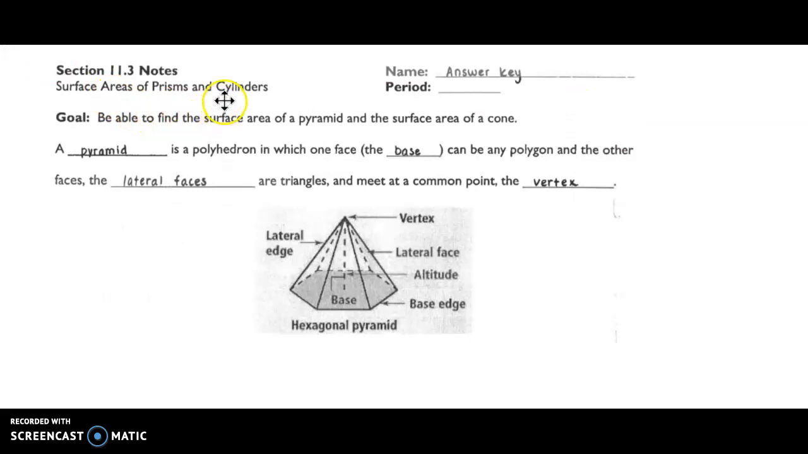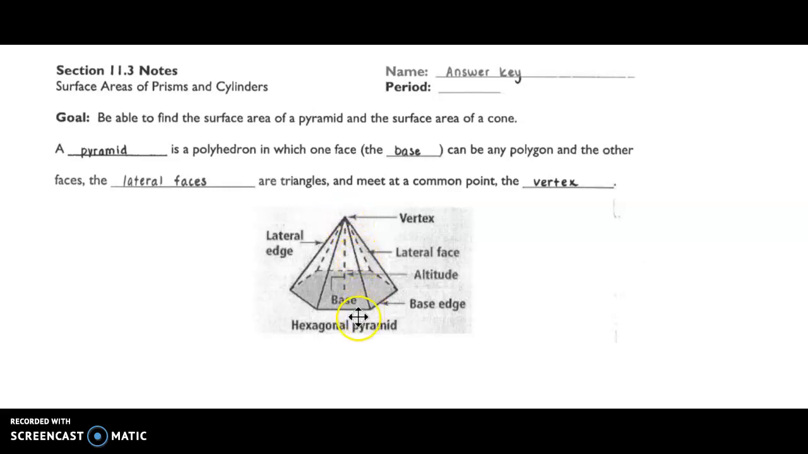So for 11.3, this is a typo here. I think it's supposed to say we're going to look at pyramids and cones. Okay, I think on the blank notes it says pyramids and cones. A pyramid is a polyhedron or a 3D object in which one face, which is the base, can be any polygon, and then the other lateral faces are triangles. So the lateral faces are always going to be triangles, right? Because they fold up in a sense and meet at a single point at the vertex.